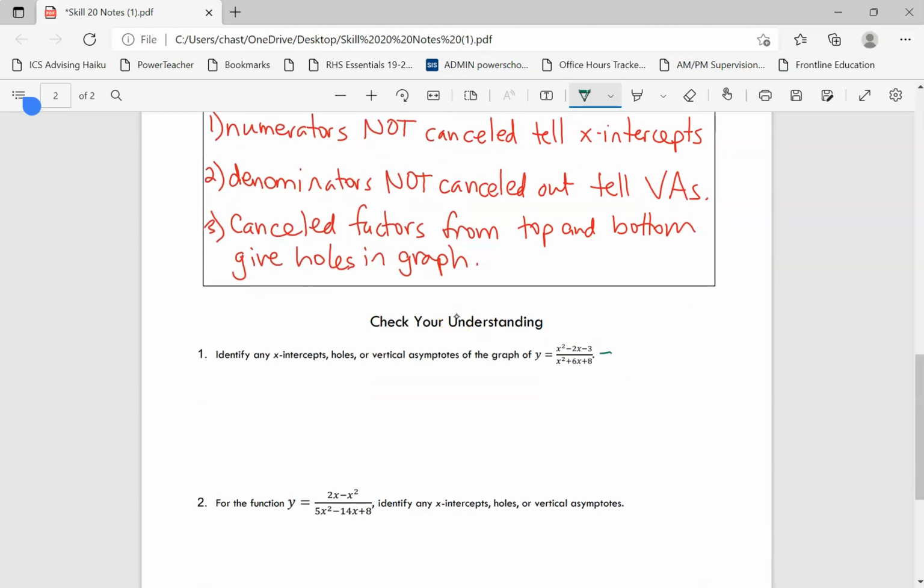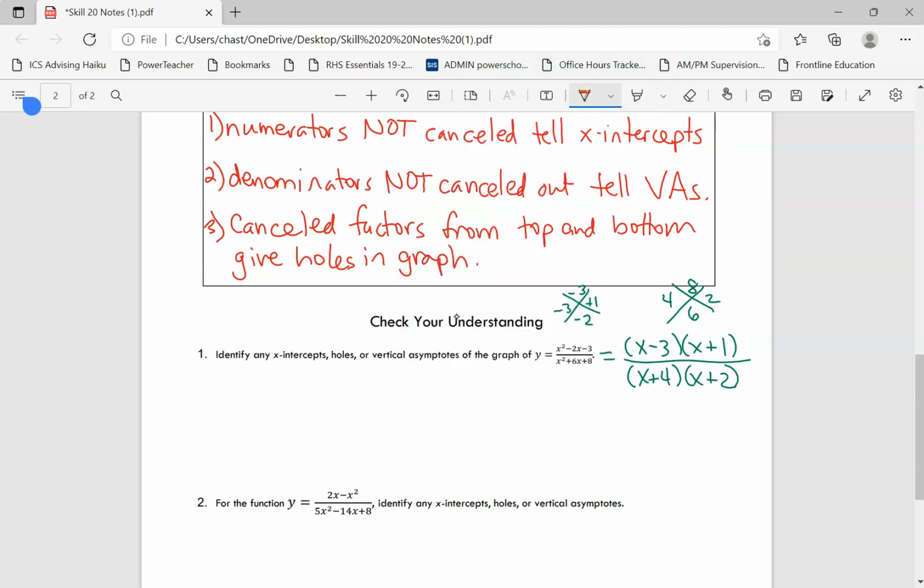All right, so looking at the numerator here, I'm going to factor x squared minus 2x minus 3. What multiplies to -3 and adds to -2 is going to be -3 and +1. So x minus 3, x plus 1. In the denominator, I'm looking for two things that multiply to 8 and add to 6. So that's going to be 4 and 2. So x plus 4, x plus 2.